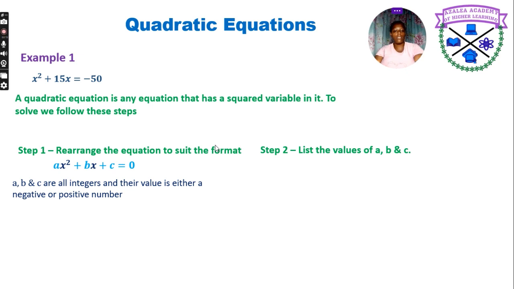Our question is, where did my marker go? Okay, great. So our question today is x squared plus 15x is equal to negative 50. Our first step is to rearrange this equation to suit the format ax squared plus bx plus c is equal to 0. Now a, b, and c are all integers. Therefore, their value is either a negative or positive number. So let's rearrange this.